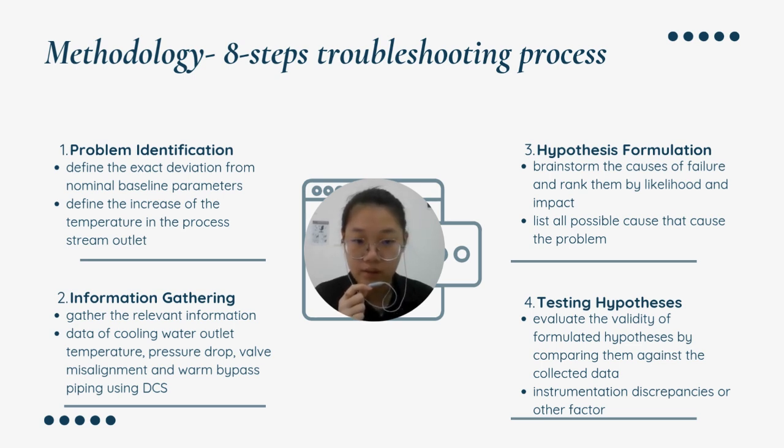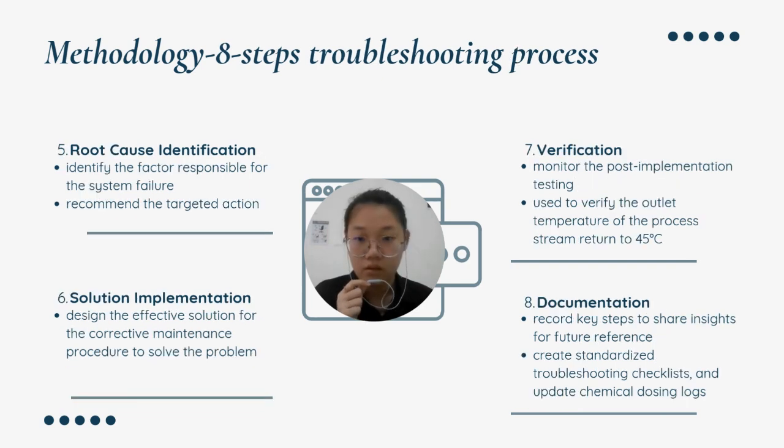And the fourth one is testing hypothesis, which will evaluate the validity of the formulated hypotheses by comparing them against the collected data. So the fifth one is the root cause identification, which we use to identify the factor responsible for the system failure and recommend the targeted action. So the sixth is solution implementation. It is used to design the effective solution for the corrective maintenance procedure to solve the problem. And the seventh is verification. We'll use it to verify that the outlet temperature of the process stream returns to 45 degrees C. And the last one is documentation, where we will record the key steps to share insight for future reference.